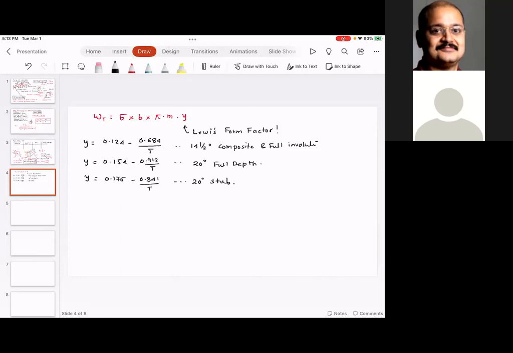Once again, at the end of the day, Lewis form factor equation relates the strength to the load. So check this out. This is the strength or the stress. This is area. And Lewis form factor is just a number that relates the area calculations, stress multiplied by area, to the load on the left hand side. Everyone understood this?